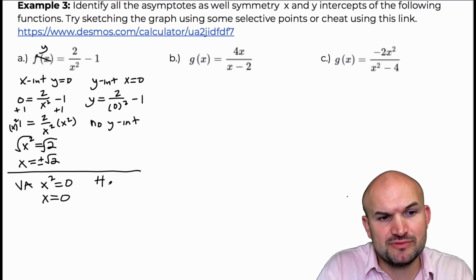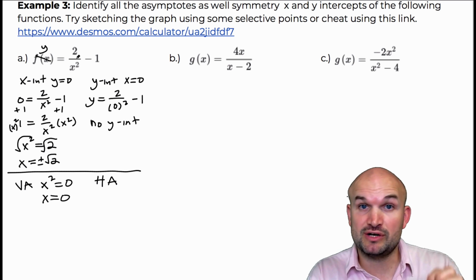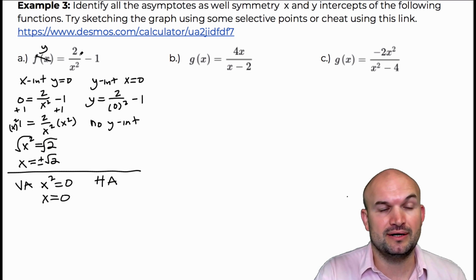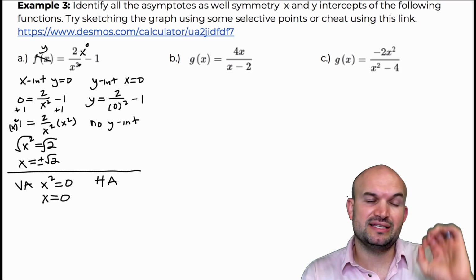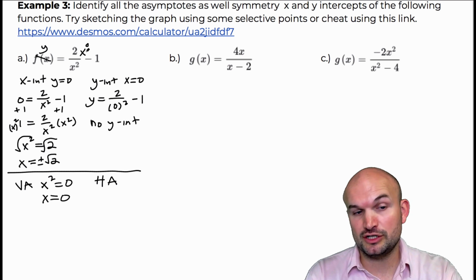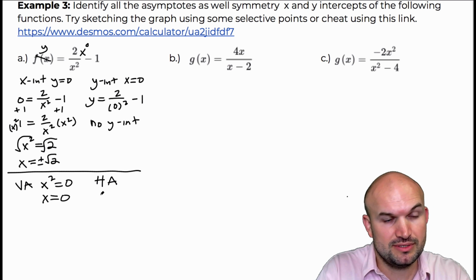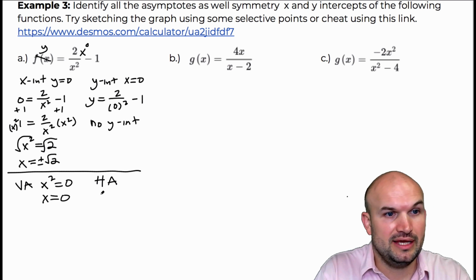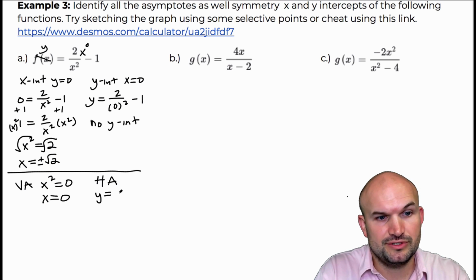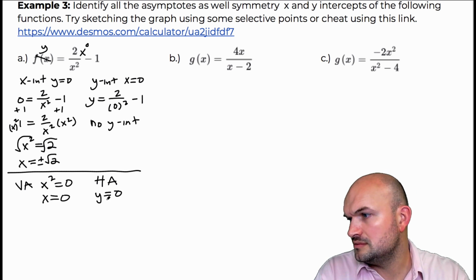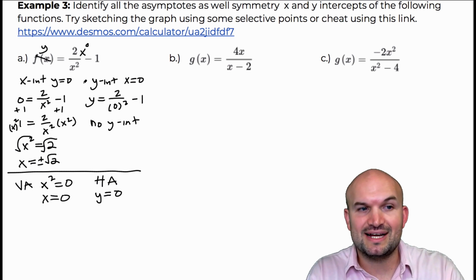For the horizontal asymptote, we need to use the horizontal asymptote test. So we're basically going to be comparing the degree in the numerator with the degree in the denominator. And since there's no variable here, we can put an x to the 0. So therefore, we see that the degree in the denominator is larger than the degree in the numerator. So therefore, the horizontal asymptote is going to be at y is equal to 0.